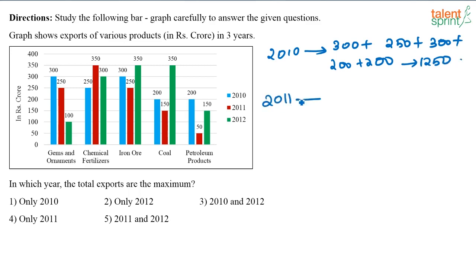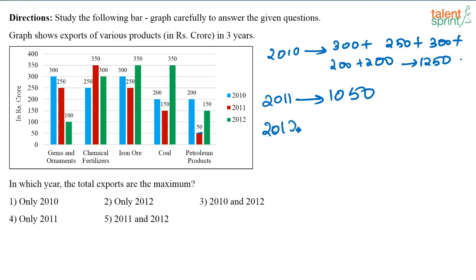Similarly, in 2011, what is the total? 2011 is the red one, right? So you have 350. 250 plus 250 is 500. So 500 plus 350, that is 850. 850 plus 50, that is 900. 900 plus 150, that is 1050. So that is the total export for the year 2011.